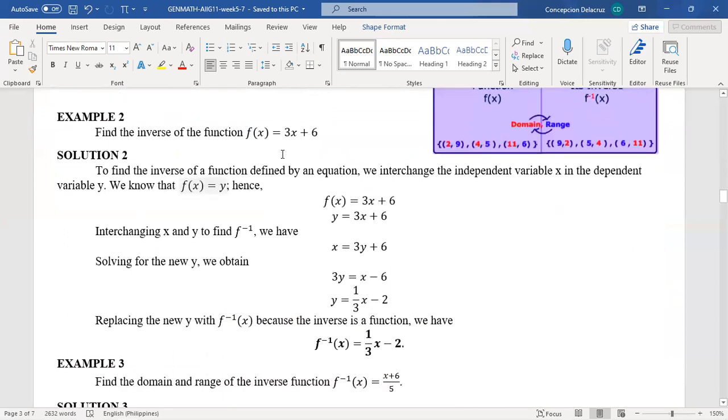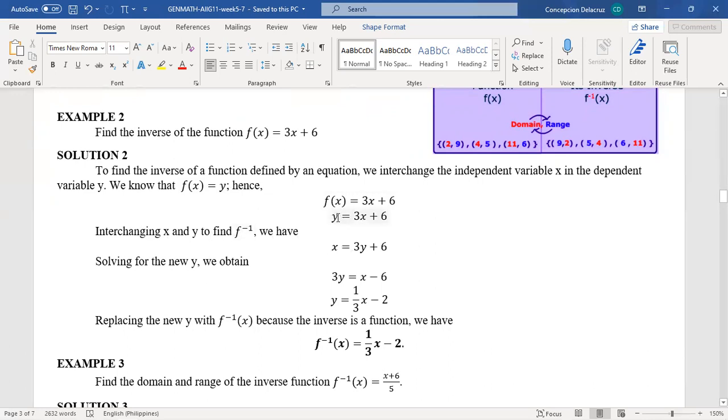Find the inverse of the function f of x is equal to 3x plus 6. So to find the inverse of a function defined by an equation, we interchange the independent variable x and the dependent variable y. We know that f of x is equal to y. So always remember that f of x is equal to y. Okay? So if our f of x is equal to 3x plus 6, we change the f of x to y because they are just the same. So y is equal to 3x plus 6. So next, you are going to interchange x and y to find the f inverse.